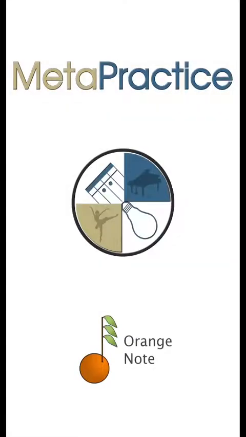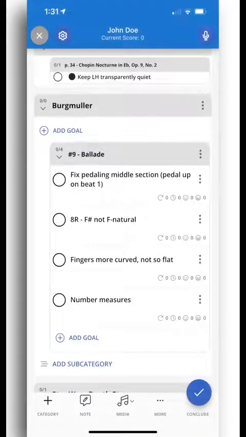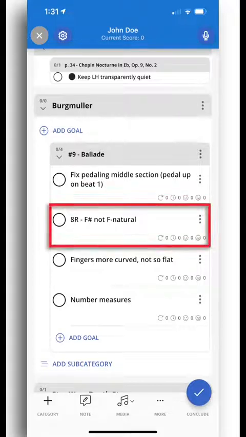Now let's explore goal types. First, we'll pick on perhaps the most common type of goal we assign, the spot goal. A spot goal is a goal that occurs in a tiny spot in the music, such as fixing wrong counting, wrong fingering, or in this case, fixing a wrong note in the eighth measure.